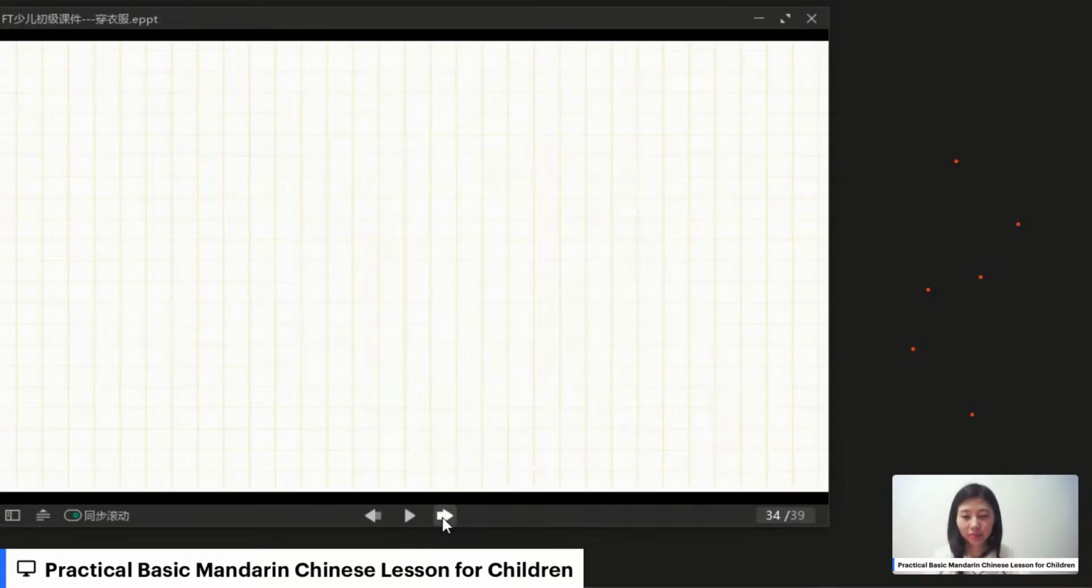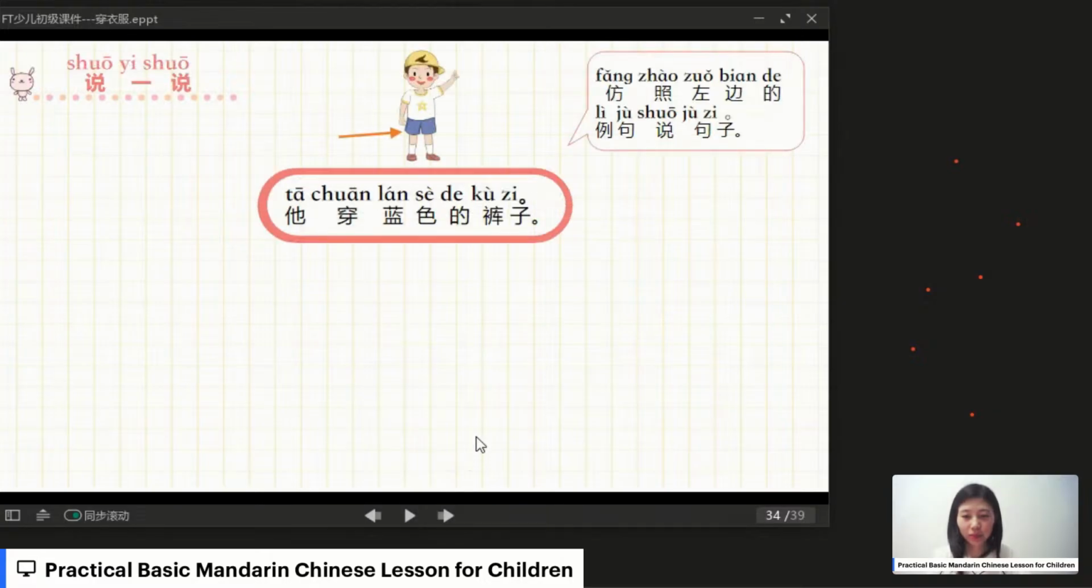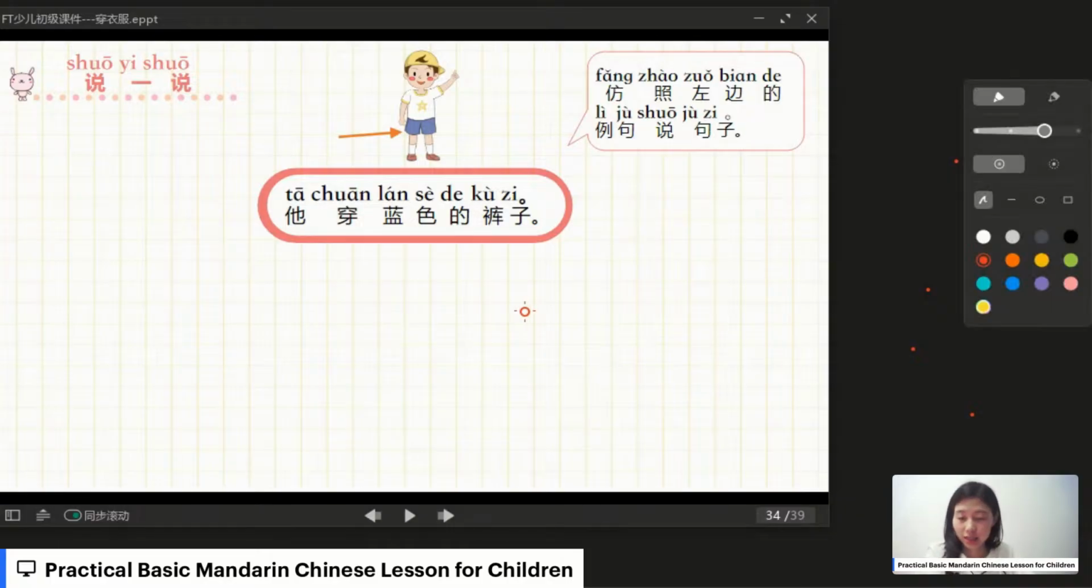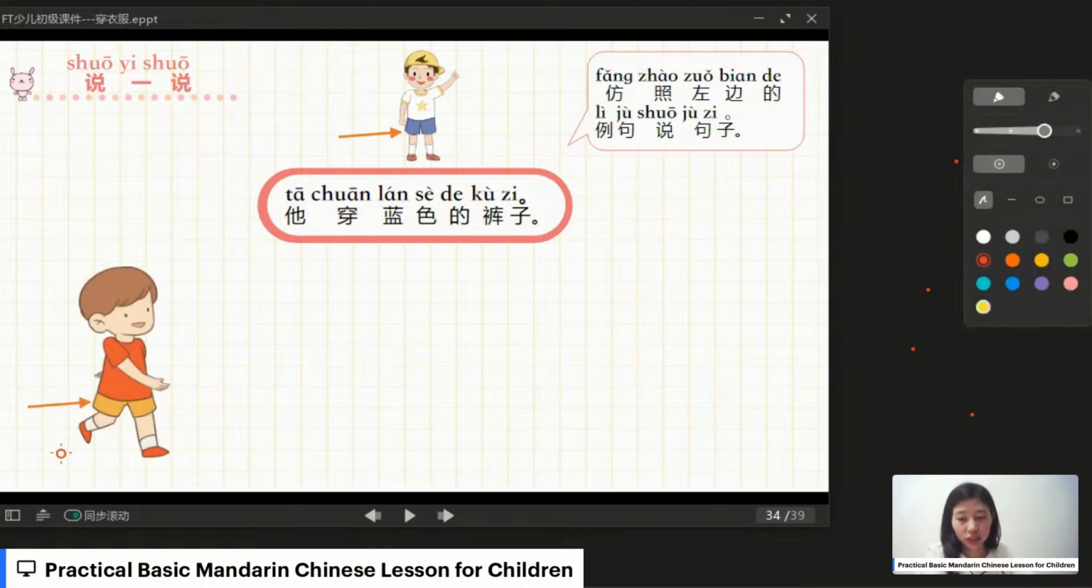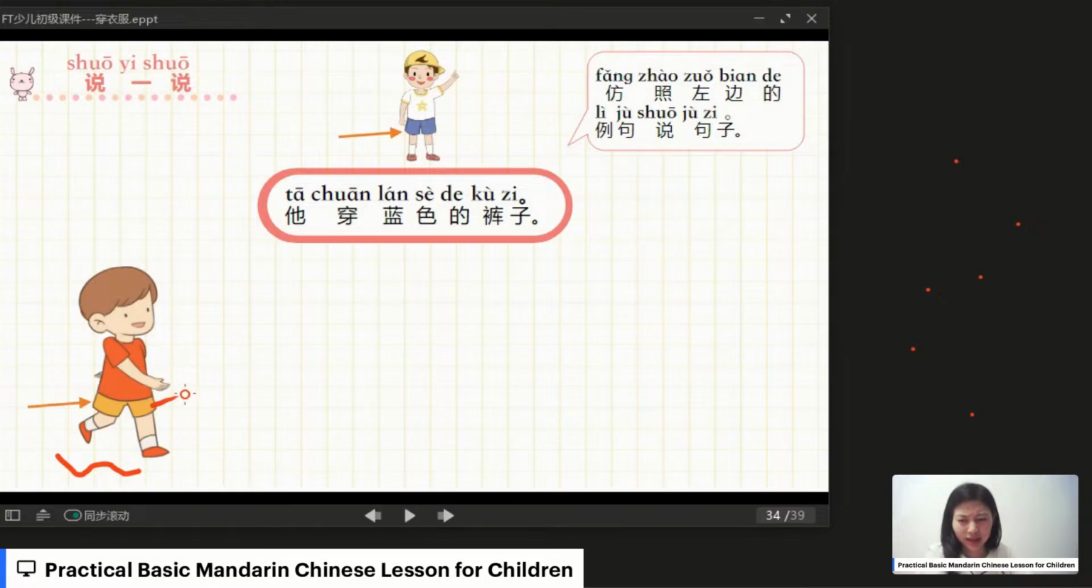Okay, so I think that will be the last part. We're going to do a summary of what we learned today. The first sentence, 他穿蓝色的裤子. We're going to describe it, so the color should be orange, like he's wearing orange pants.